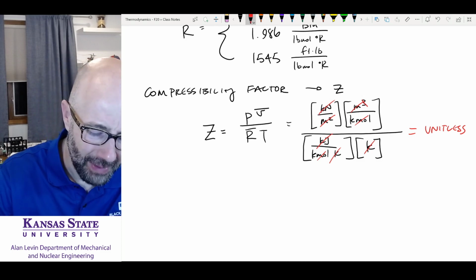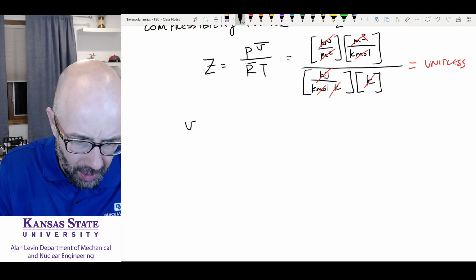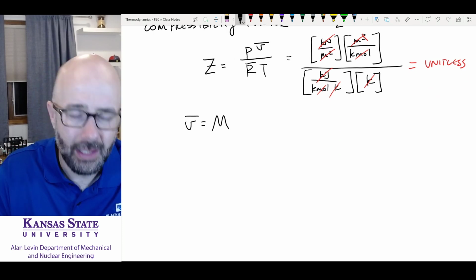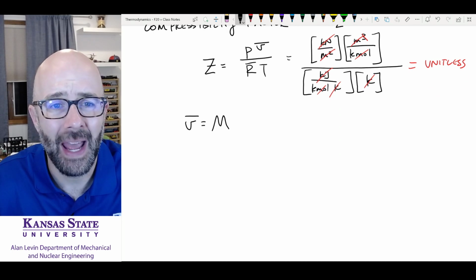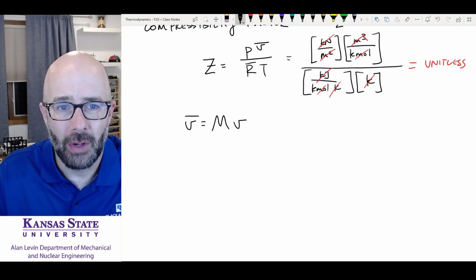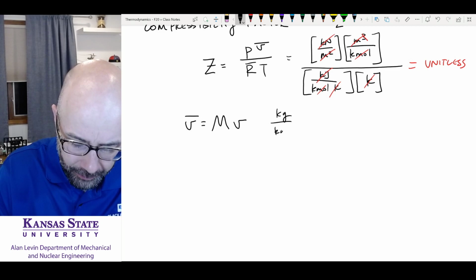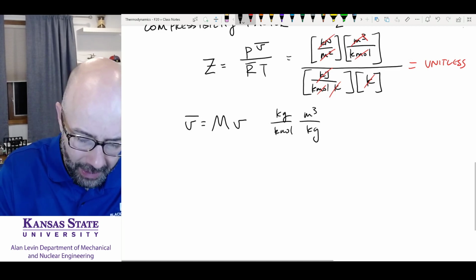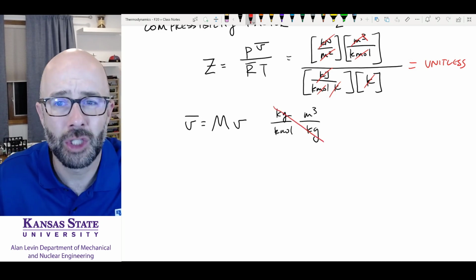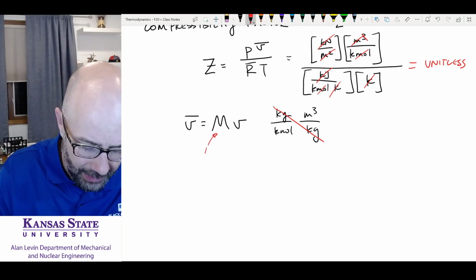Now, do we have to keep things in molar basis? Well, we know that molar specific volume is equal to the molecular weight, which we can find in table A1 or A1E, times the standard specific volume. Remember, molecular weight is going to be in kilograms per kilomole, and our regular specific volume is in meters cubed per kilogram. The kilograms cancel, and we have meters cubed per kilomole. You can find this in A1 or A1E.